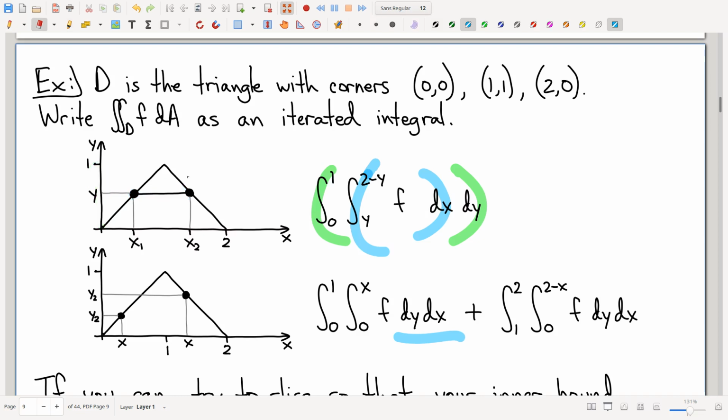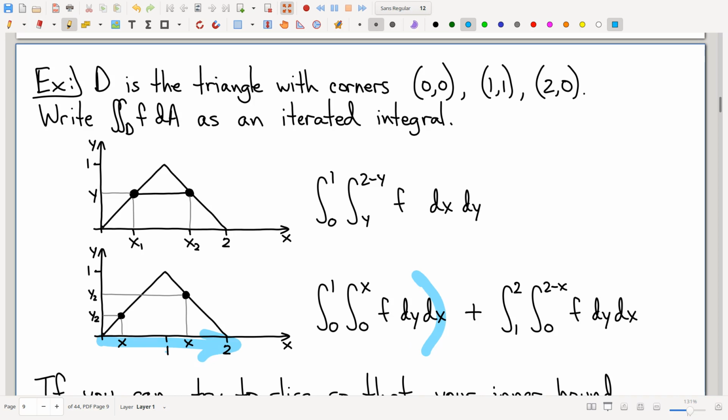Okay, here's the problem if I do it the other way. If I do dy dx, very first thing, we've got to think about the x range. And it's tempting to say x goes from 0 to 2, because it kind of does. But then we get a problem. Let's talk about the y bounds now, and specifically the upper bound for y. As y goes from wherever it does to wherever it does, the upper bound for y is sometimes on that line, sometimes on that line. Those lines have different equations.